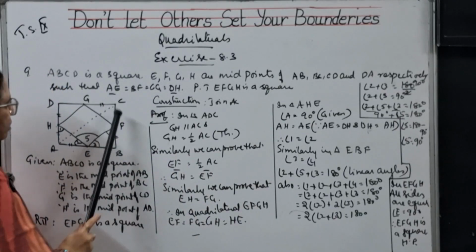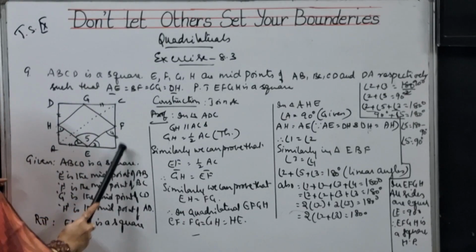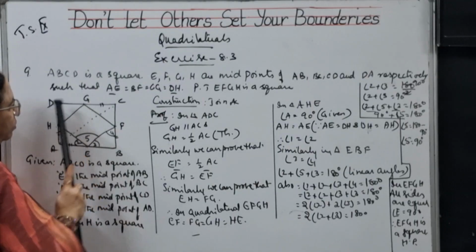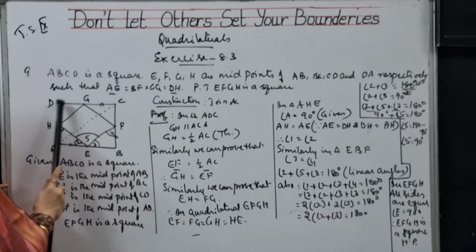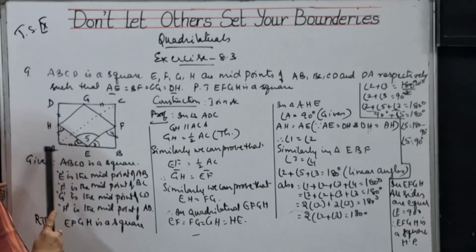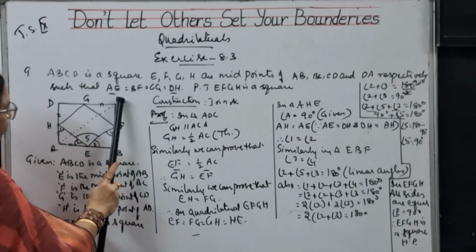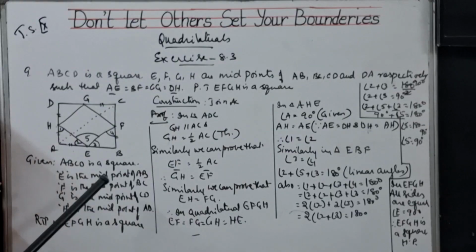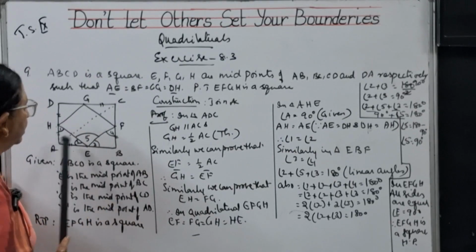See, they have given ABCD as a square. EFGH are midpoints of AB, BC, CD, and AD. We need to prove that EFGH is a square. So, to prove that, construction: join AC. When you are joining AC, see, in triangle ACD, these are the midpoints. So GH is half of AC, and GH is parallel to AC based on the theorem.